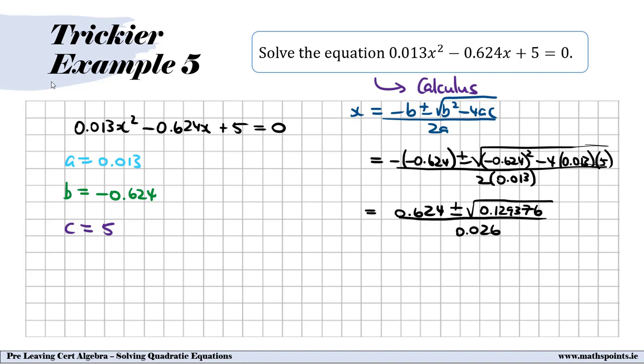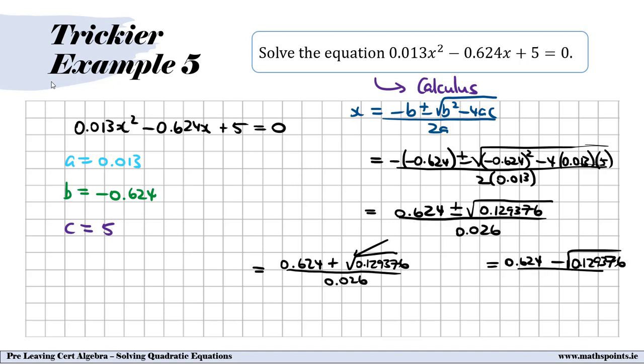So at this stage, I'm just going to split it up into the two versions. On the left hand side, I'm going to have the plus version, 0.624 plus the root of 0.129376 all over 0.026, and on the right hand side I'm going to have 0.624 minus the root of 0.129376 over 0.026. So throwing both these into the calculator and rounding off to 2 decimal places, I get 37.83 as one solution for x, and the other solution for x is 10.17.